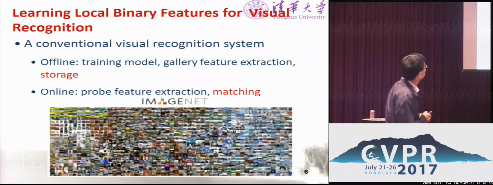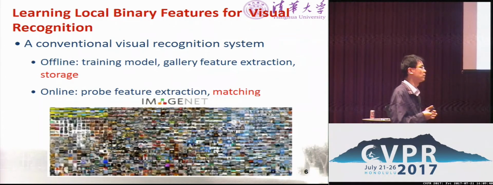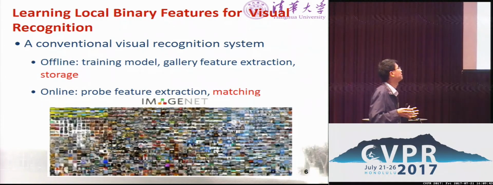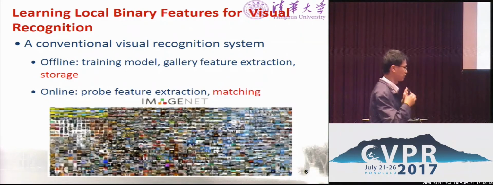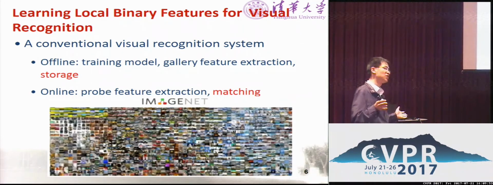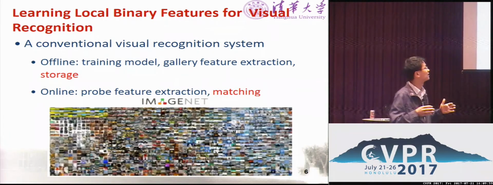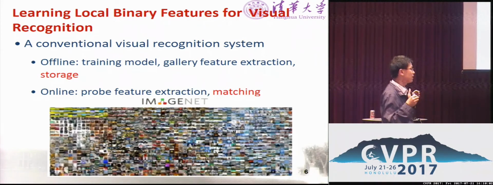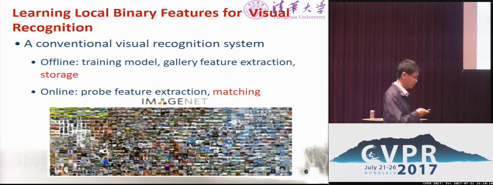So let's come back to see what the conventional visual recognition system is. For a conventional visual recognition system, there are two stages. One is we can train a model or learn some features offline, and then we can get the feature representations for gallery samples and store these features in the database. In the testing stage, we usually obtain the samples online, and then we extract features for probe samples, and then we can do matching. Considering the database is large, sometimes we need to make the storage efficient and make the comparisons fast. So sometimes we need to use binary features to achieve this goal.